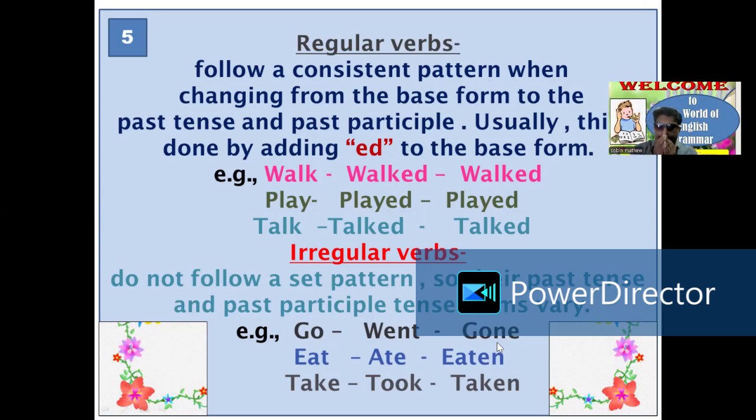Then the teacher asked Anagha, Anagha, do you know another irregular verb? Anagha replies to the teacher, yes, sir. Take changes to took in the past tense and taken in the past participle. Perfect. The teacher motivates the student. Understanding these verbs is key to forming sentences in different tenses. Then all the students respond to the teacher, yes, sir.